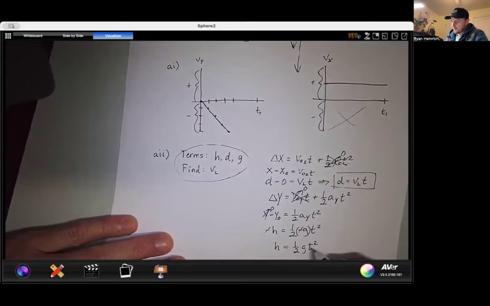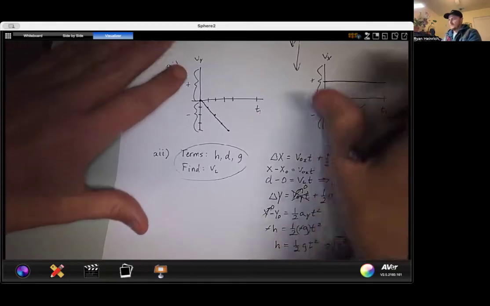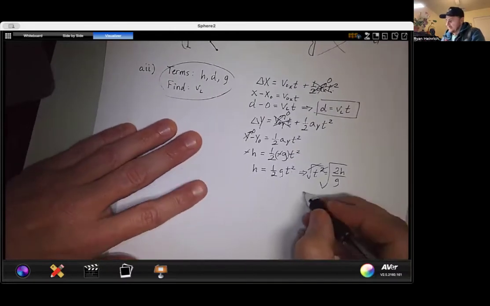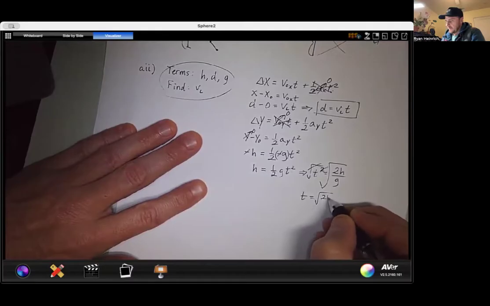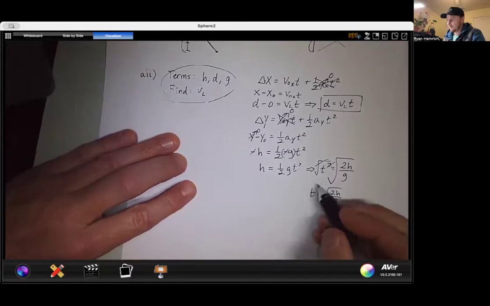Let's now solve this for t. So to do that, I would multiply both sides by 2 to get rid of the half, and I would divide by g. And you would end up with t squared equals 2 times h over g. And finally, we take the square root of both sides, boom, boom, and you get, give me a second to move my paper. You would get t equals the square root of 2h over g. And we're so close. Let's finish up. I'll box that as well.